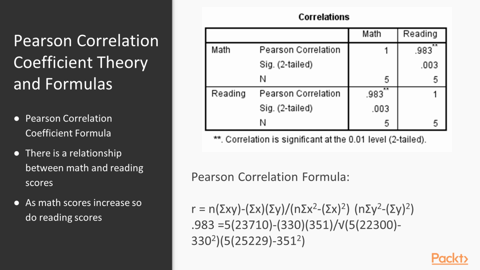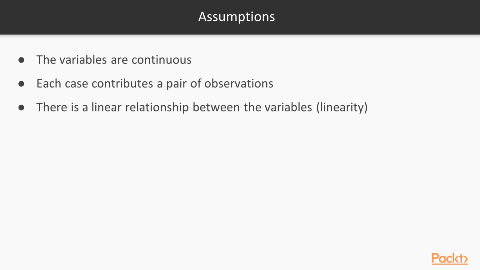So this value that we're seeing here is pretty close to the absolute value of 1, further away from a value of 0. And in fact, when we do the statistical test, notice that we have a statistically significant result, meaning that there is a relationship between math and reading scores. And as I mentioned before, this relationship is positive, so that as you increase in math scores, you're also increasing in reading scores. Let's talk about the assumptions of the Pearson correlation coefficient.